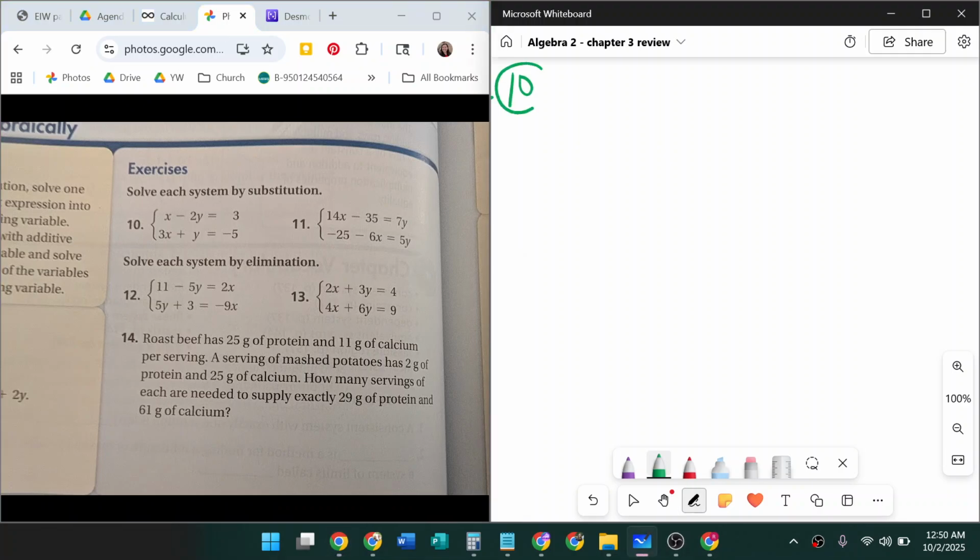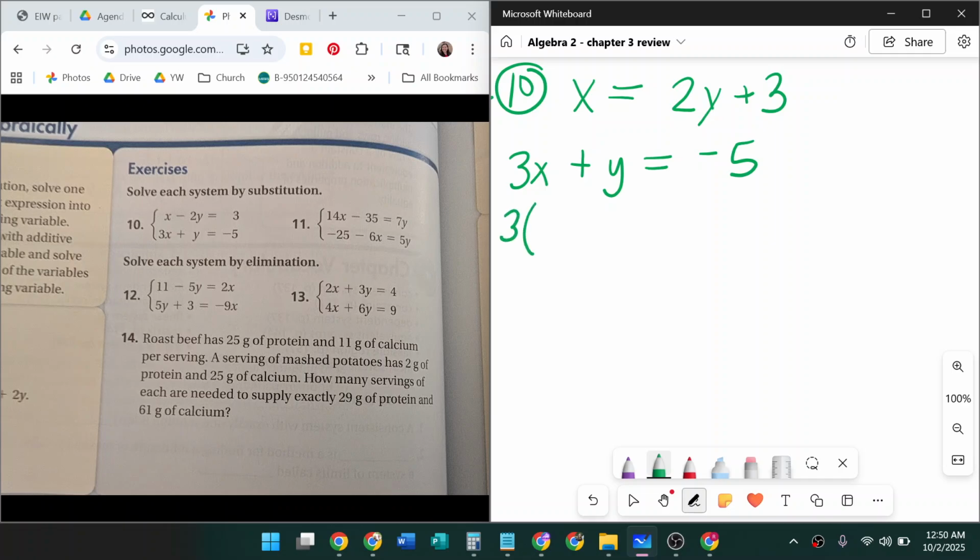Alright, so this is number 10. So I'm going to do this one by substitution. So I'm going to go ahead and just rewrite this with the 2y on the other side, because that's what I'm going to substitute in. And I could have picked any of the variables. I like to pick one that doesn't have a coefficient, so that when I solve it, all I have to do is rearrange. I don't have to divide or multiply. So this is called substitution because I solved for one of the variables and then I substituted it in where it needs to go.